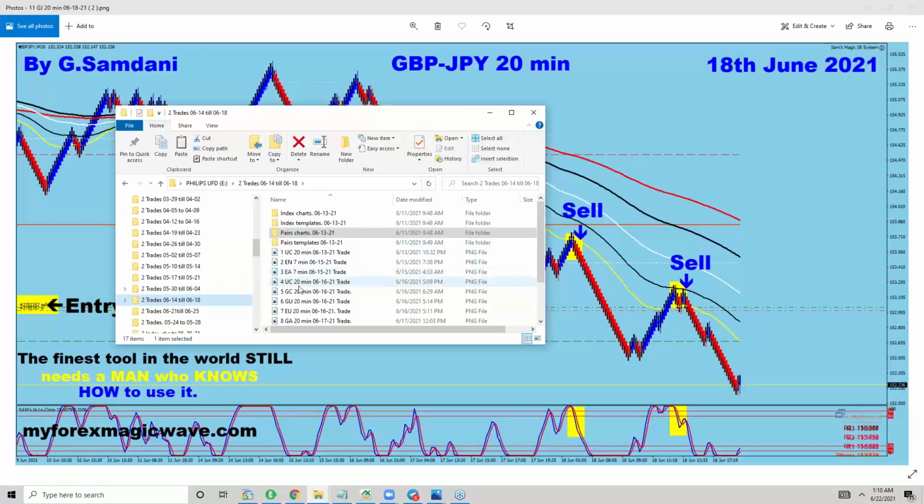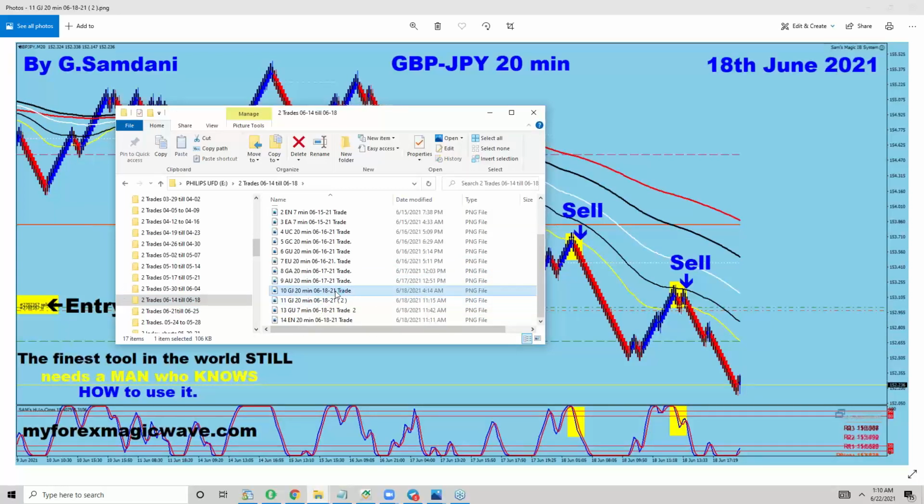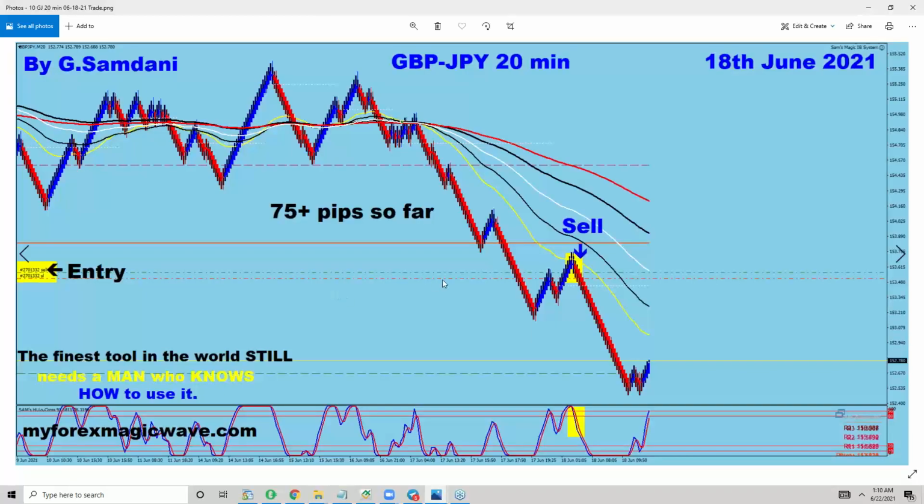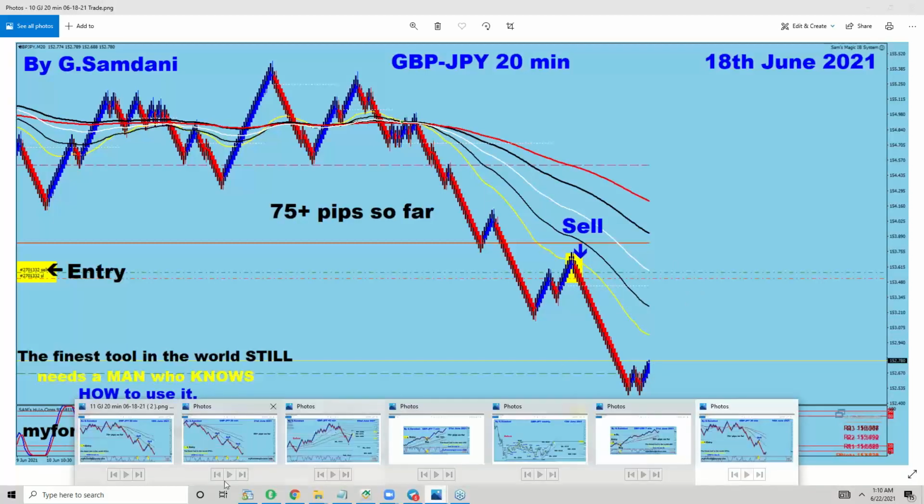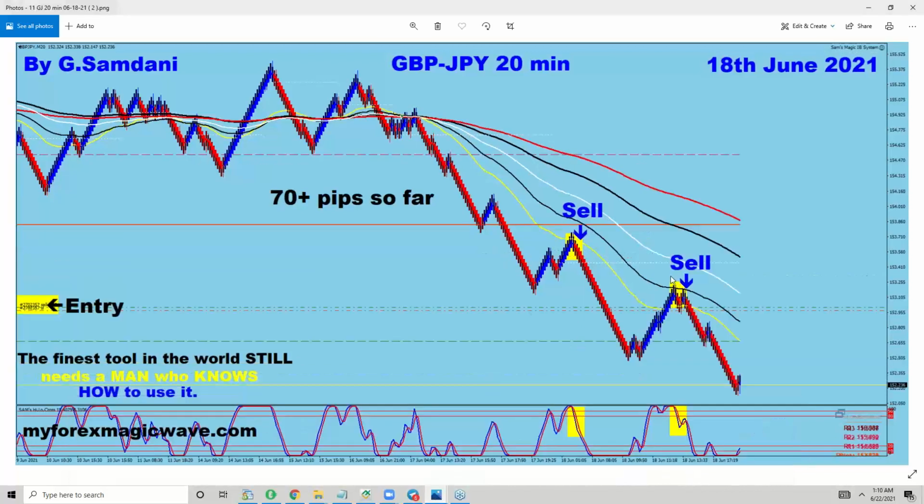Pair charts. Okay, this, and this one. This is the one, right? So it's on the 18th. This is the first one, the first entry. You can see here, then it dropped here, and then it started to go up. Then I closed here, and it went up to the upside, and then gave me the second entry, which is this one. So this was the first one, right? On the 18th, same day. Then again the same day, which was Friday, right?